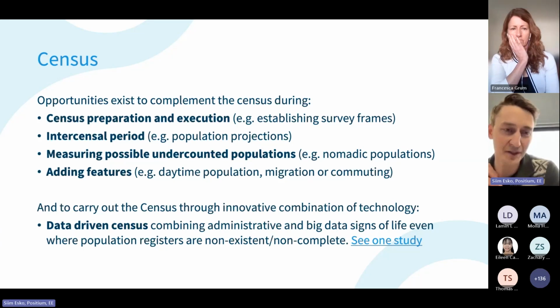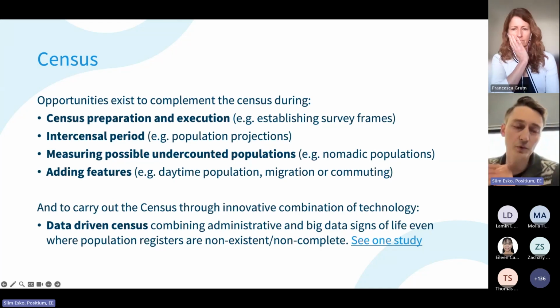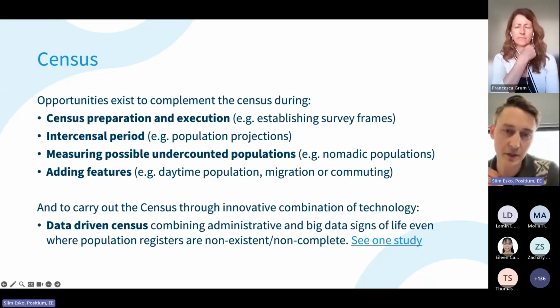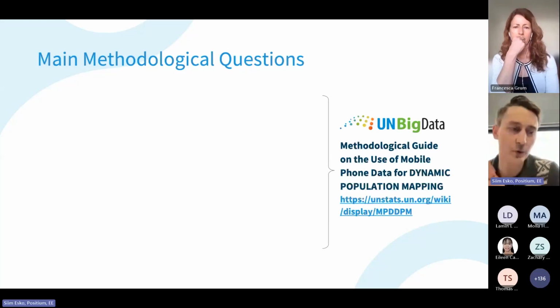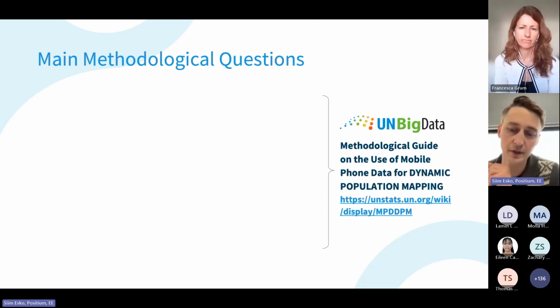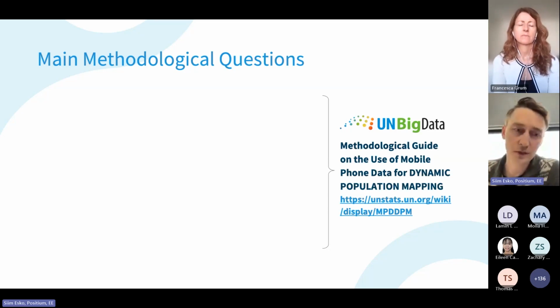So not only the Nordic countries, I'm here in Estonia, but even in Estonia, we did one study to improve the quality of the registers with mobile phone data. So of course, you have questions about data access. I think these were properly addressed in different guides, but also in the last webinar. You also have methodological questions. Does this actually work? And I hope you got the answers.